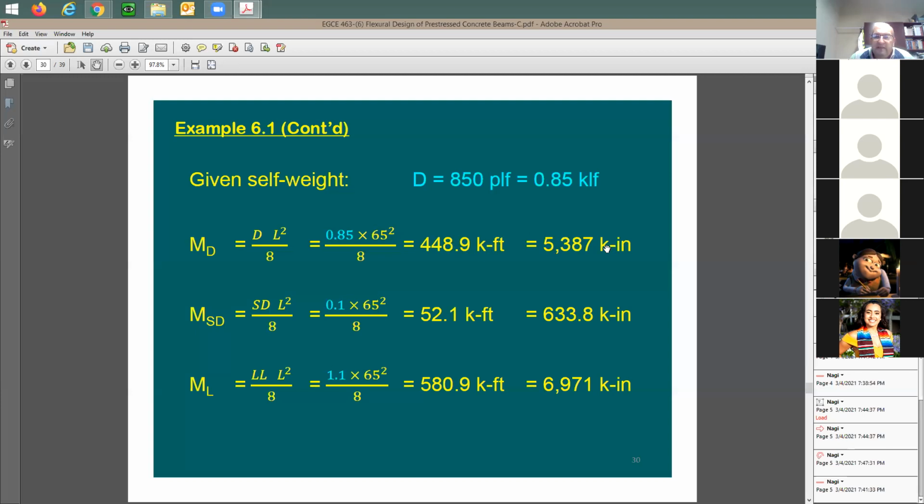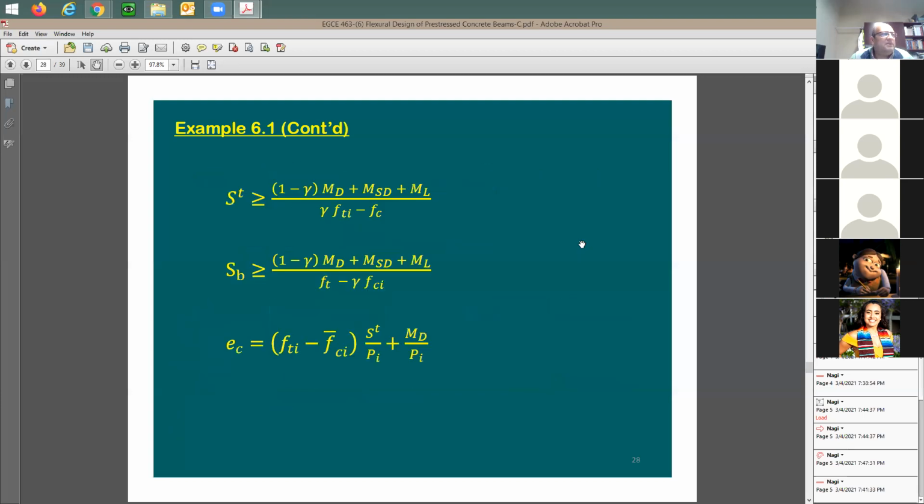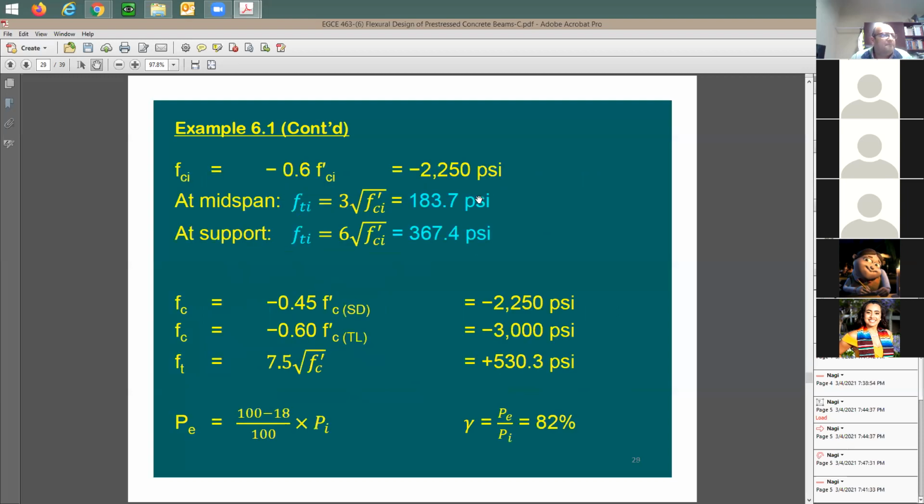Why would you like to see it in kip-inch? Because if you look at this equation, this f_c and f_ti is going to be in ksi or psi, and all of this moment needs to be in pound-inch or kip-inch. It needs to be in inches, as long as this includes an inch in the value.